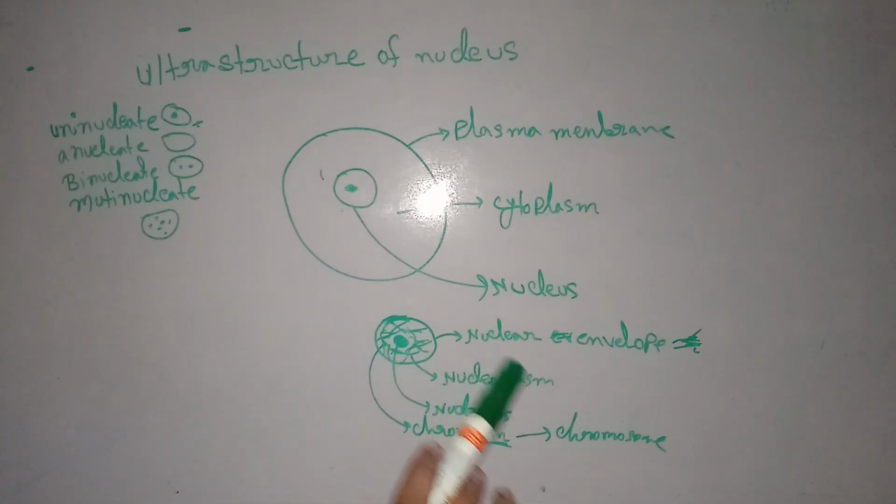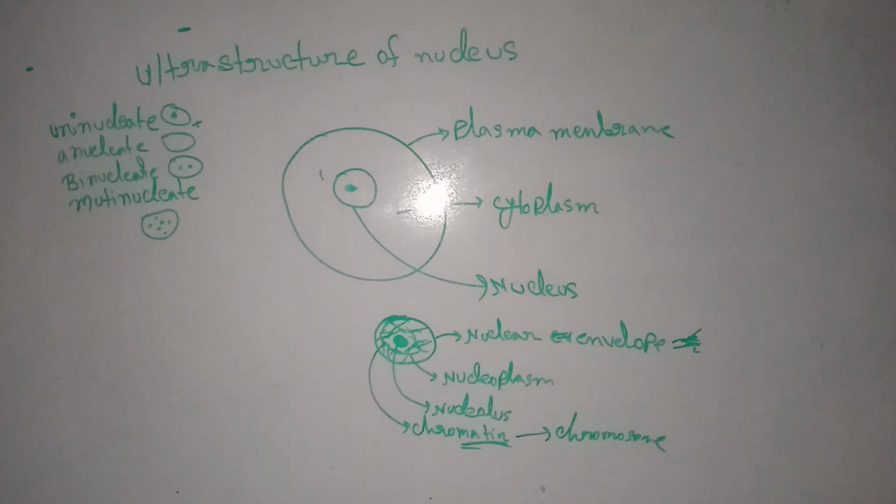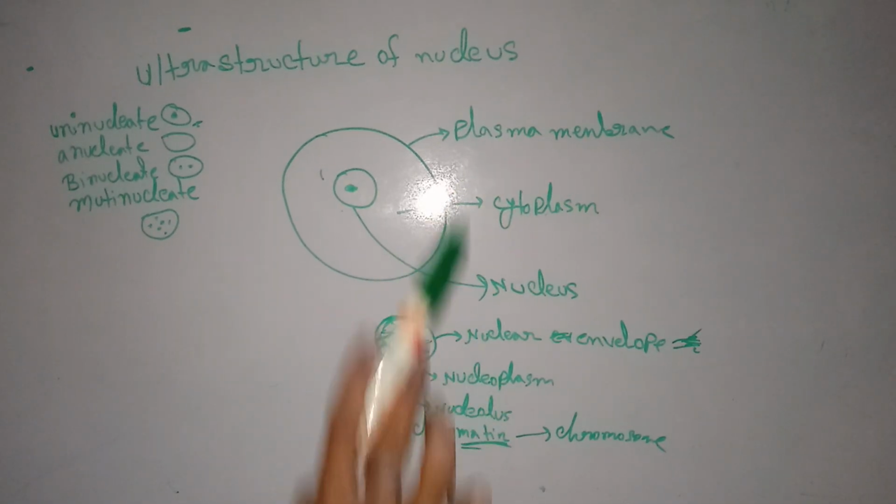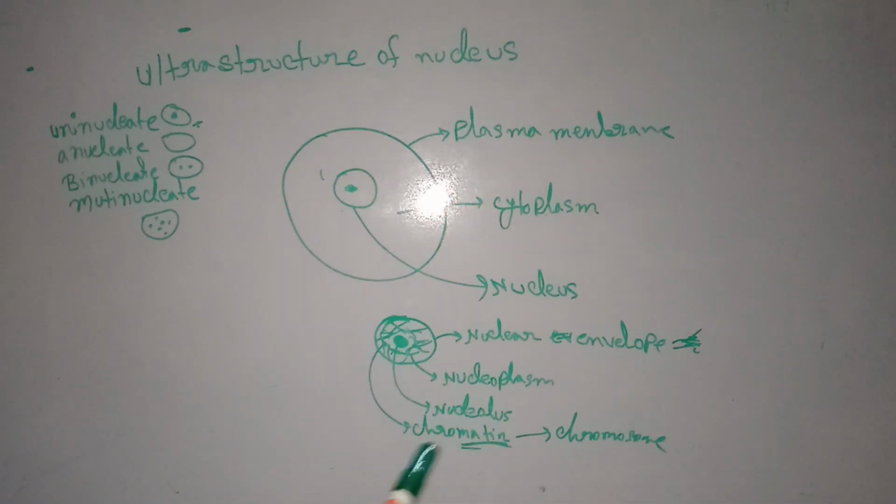It is the site of ribosomal RNA, rRNA, synthesis. Thus, the nucleoli are larger and more numerous in cells that are actively involved in protein synthesis. Then we can focus on chromatin.